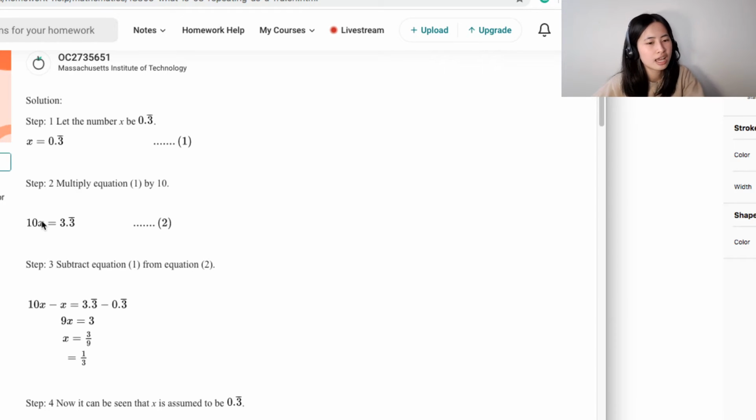So you have 10x, and basically you have equal to 3.3, and this is repeating. And then on the other hand, you're going to subtract that with x, right? Why are you subtracting that with x and 0.3? Because you want to get rid of that repeating number, which is this 3 over here. Can you guys see this? And as a result, you're going to get 3, which is a whole number, and then you're going to divide that with 9, so you get 1 over 3, which is exactly what I have, and it's right.